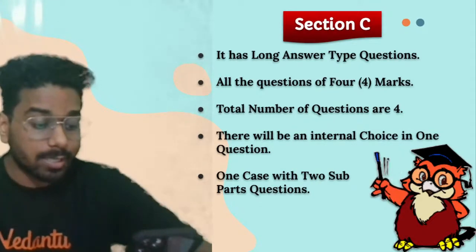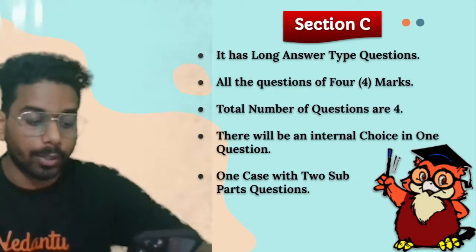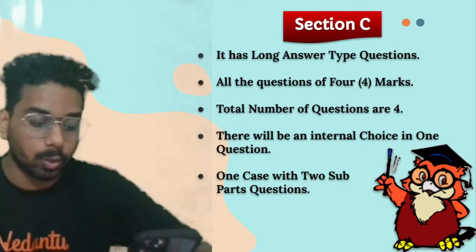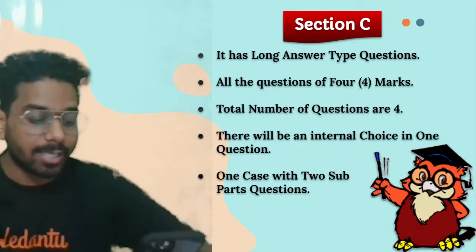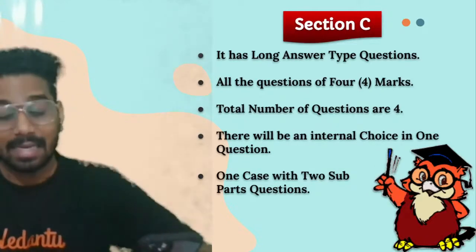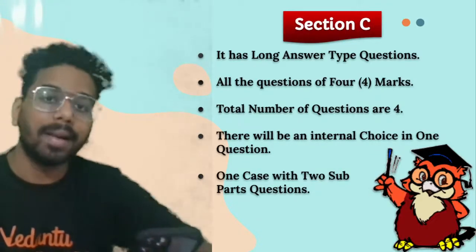Now next question is find the foot of the perpendicular from the point (1, 0) upon the plane x minus 3y plus 2z equals 9. Hence find the distance of the point (1, 0) from the given plane. Distance पूछा है and foot of perpendicular पूछा है.